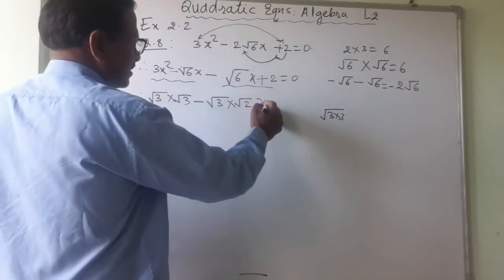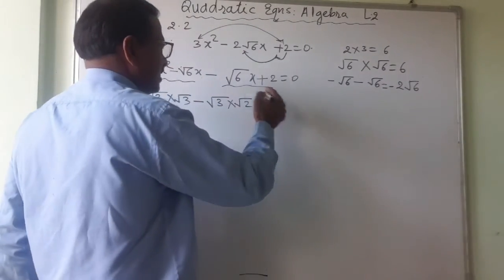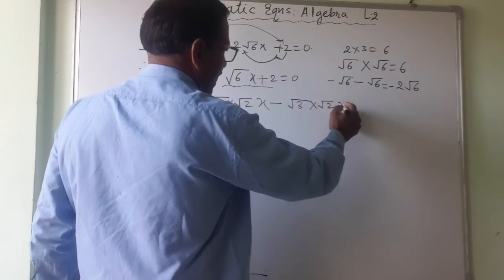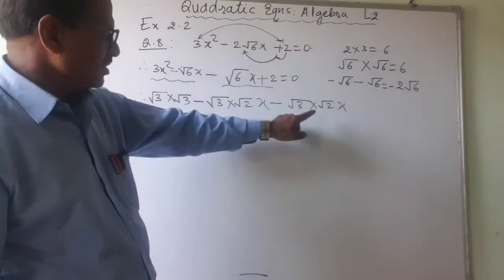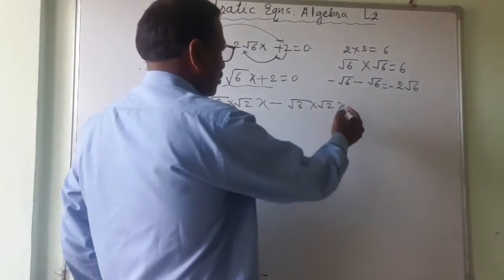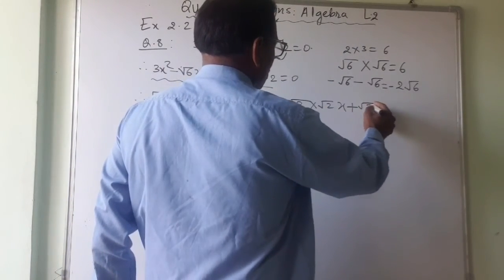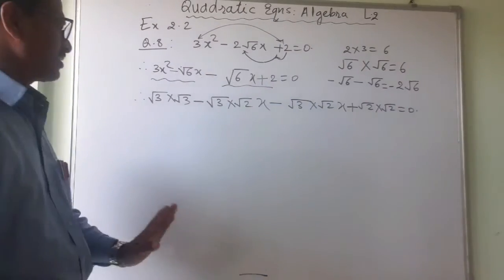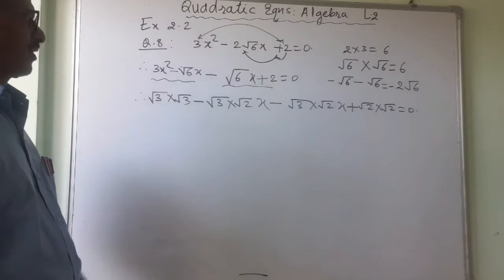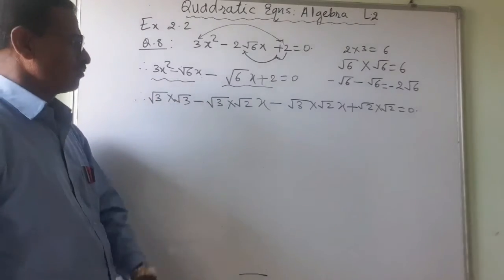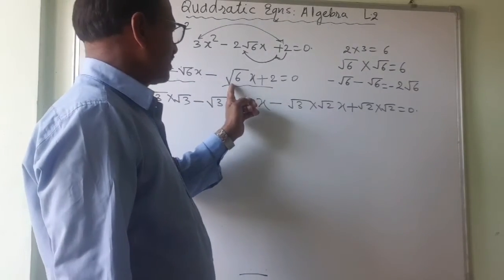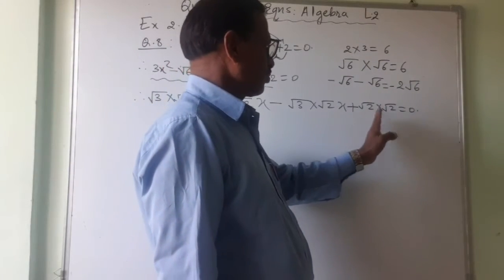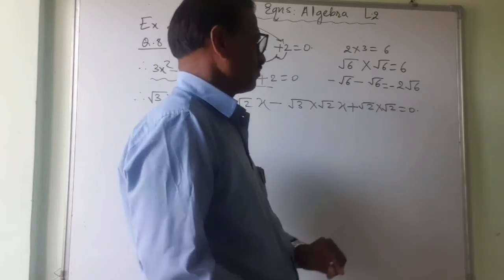and this x minus this root 6 I will write root 3 into root 2 and x. Now as there is root 2, this also I will put in the root, plus root 2 into root 2, that is equal to 0. Now check this, root 3 into root 3 is 3. Root 6 means root 3 into root 2. This root 6 means root 3 into root 2. And this 2 is nothing but root 2 into root 2, because root 2 into root 2 is root 4 and root 4 is 2.